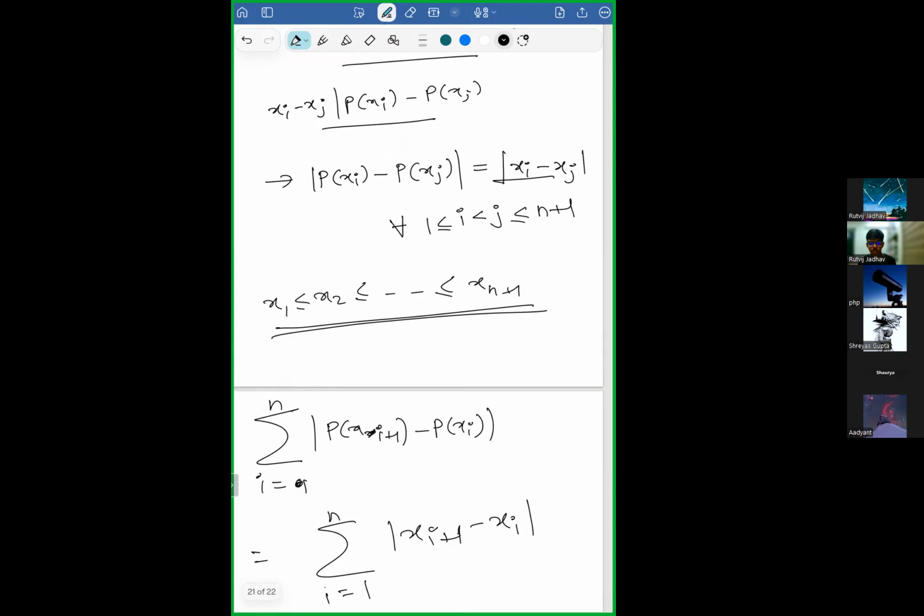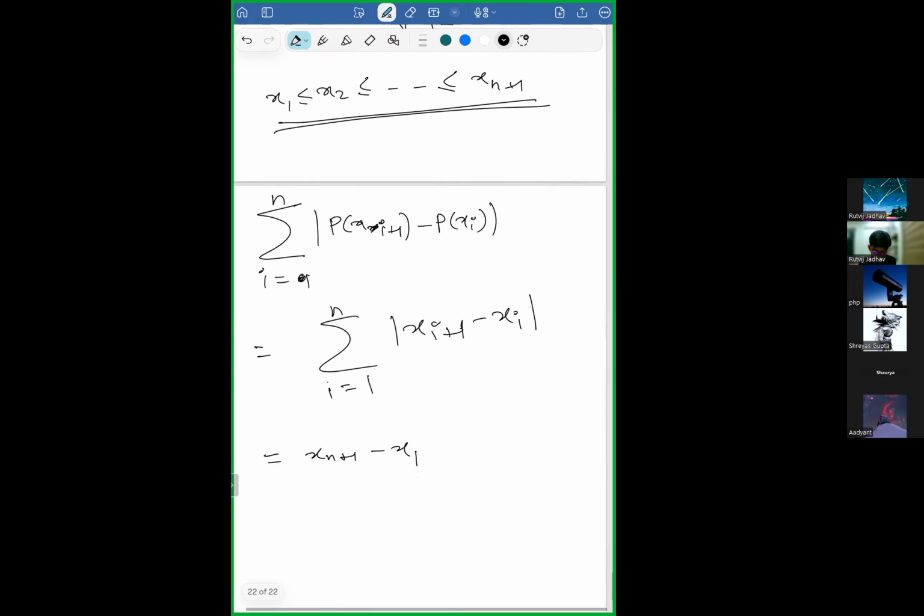Oh, okay, got it. Here, I just remove this mod. It is only this sum, which is xn plus 1 minus x1. Yeah, cool. So now what?